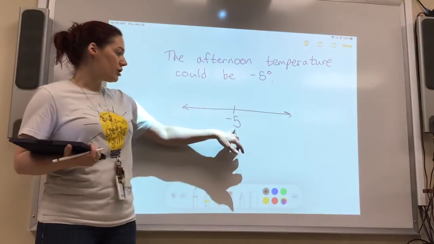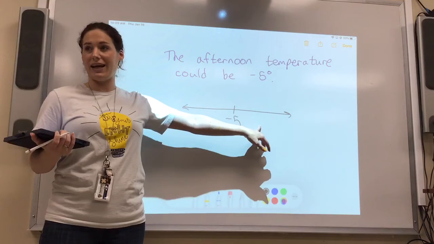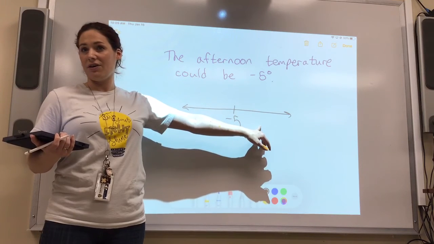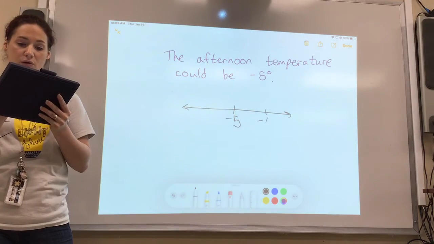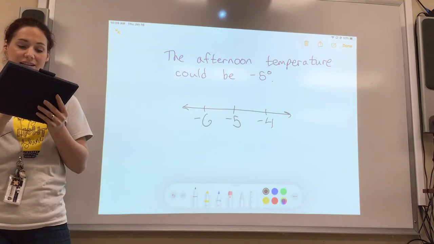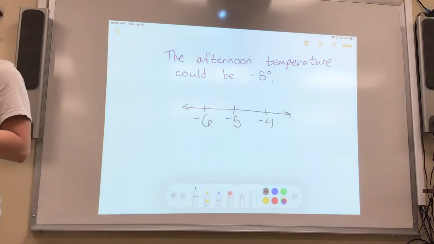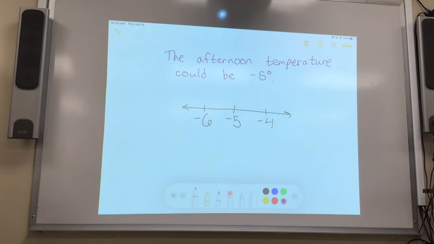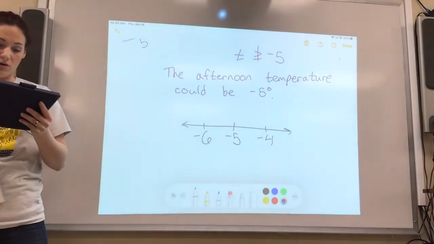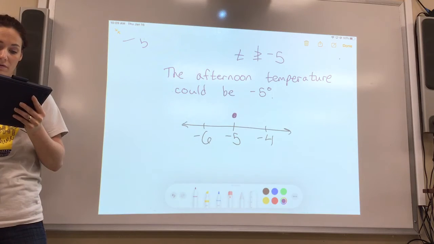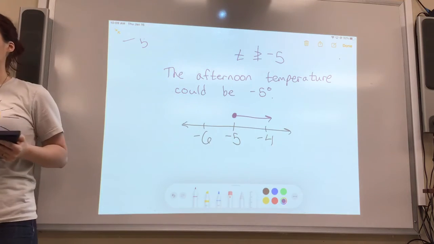But what integer is just bigger than -5? -4. Be really careful that you put those in the right order, because -6 is smaller than -5. And we said it had to be greater than or equal to -5, so I'm going to put, it could be -5, but it might have been more.